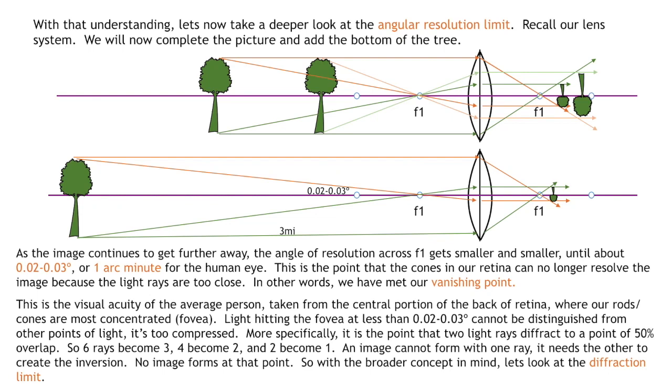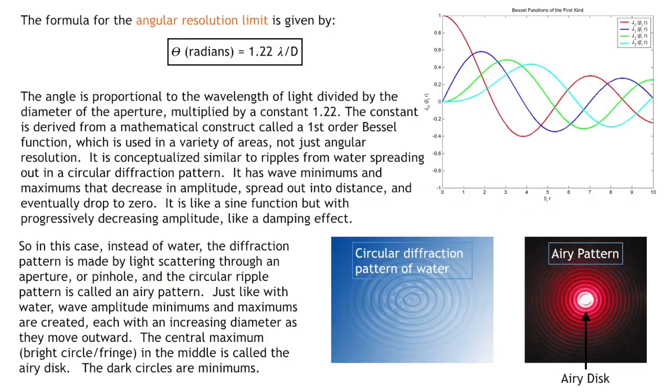So 6 rays become 3, 4 rays become 2, and 2 become 1, and so forth. And an image cannot form with one ray. It needs the other to create the inversion at the convergence point, so no image forms at that point. So with this broader concept in mind, let's look at the diffraction limit.